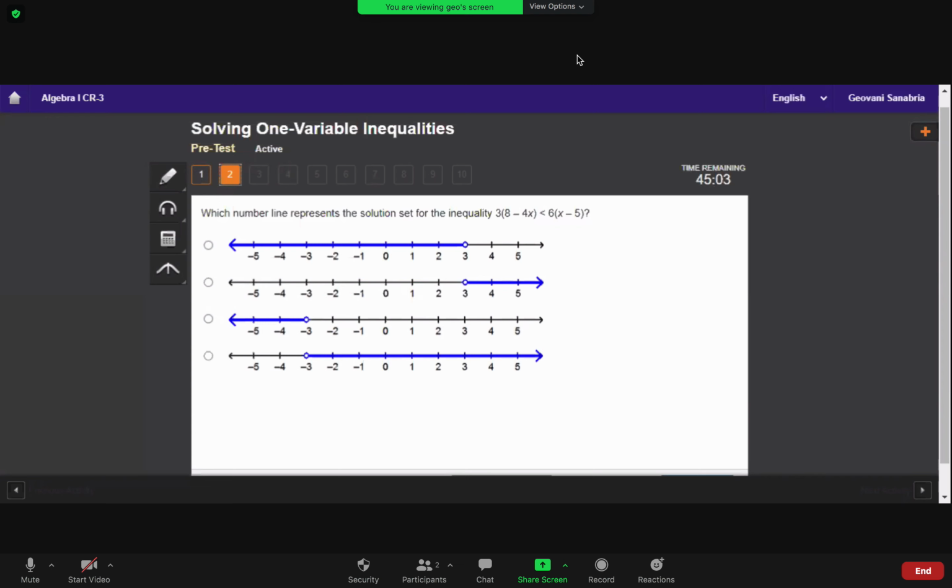54 less than 18x. Yep. And then one more step. Yeah, I gotta get the x alone, right? Mm-hmm. So divide by 18. X is alone.